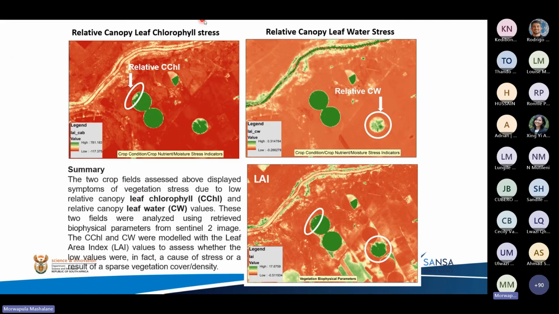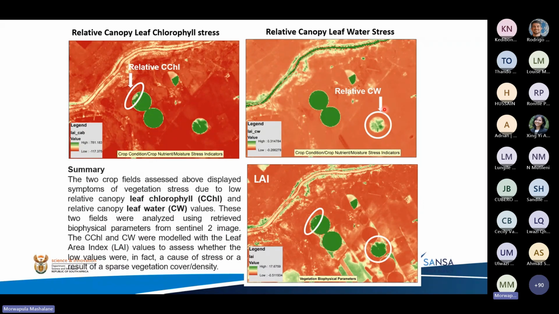Then, just to explain how the analysis is done: to look at nutrient deficiency, for instance, we look at the chlorophyll and the leaf area index, that is the surface area covered by the leaves or the canopy. If you look at the bottom, this field in particular has a full leaf area index. But if you look here, the chlorophyll is actually less. That means that particular field at that point requires some kind of fertilizer to be applied.